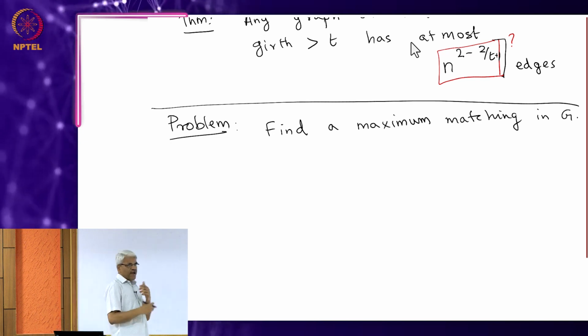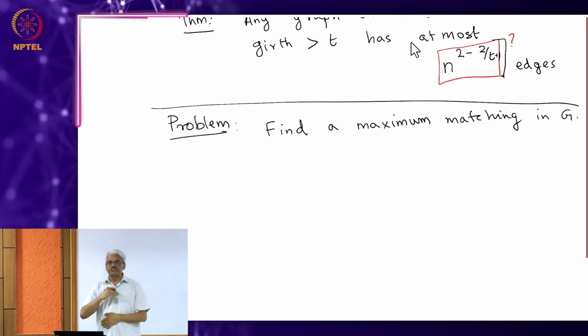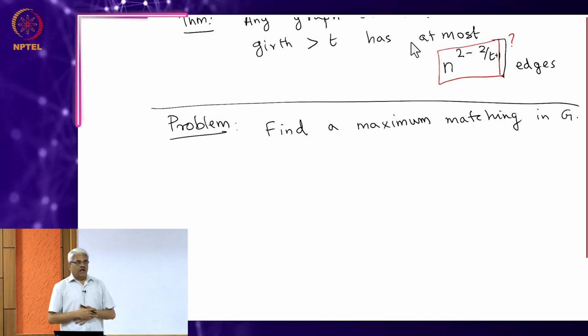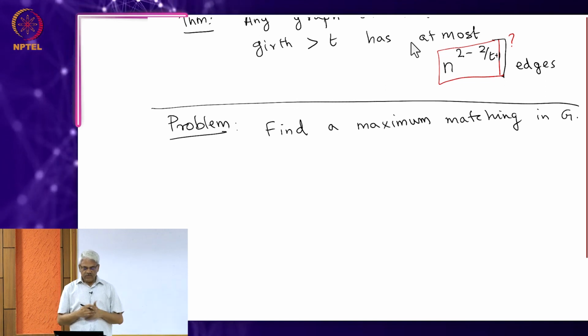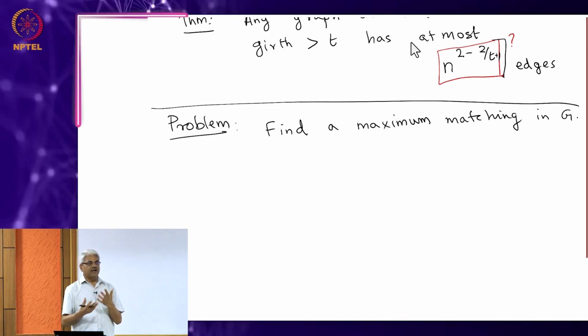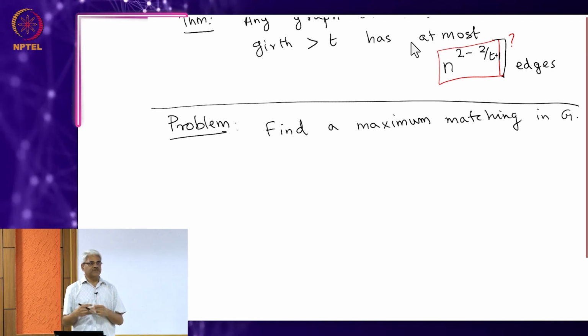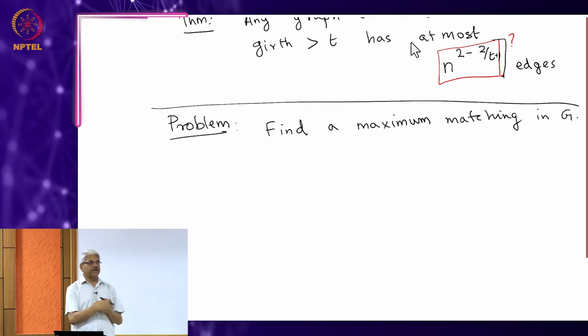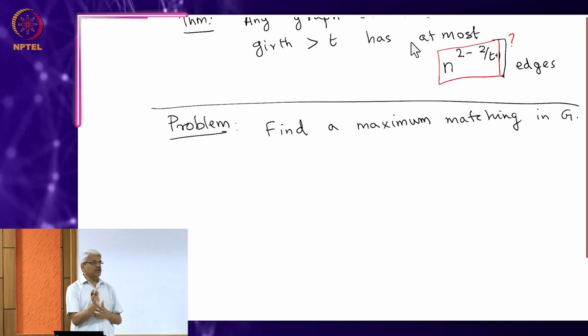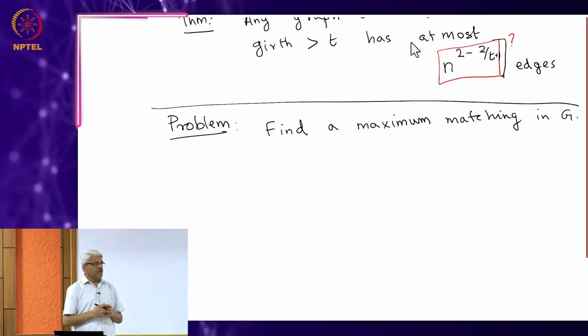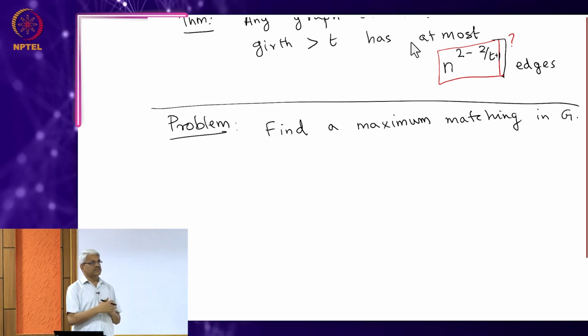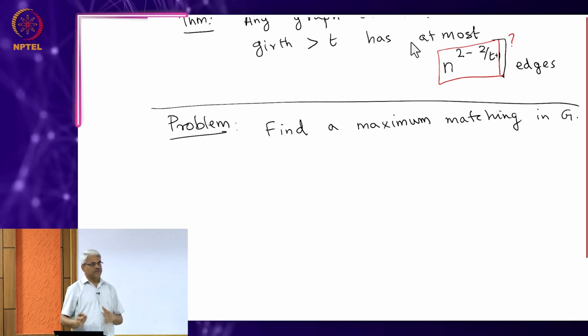Okay, so you all know what a matching in a graph is. It's a collection of disjoint edges. And there are very classical algorithms for finding a maximum matching in any graph. If it's a bipartite graph, you can use the max flow technique to find the maximum matching. If it's a non-bipartite graph, there is a very classical Edmonds algorithm to find the maximum matching in a graph.